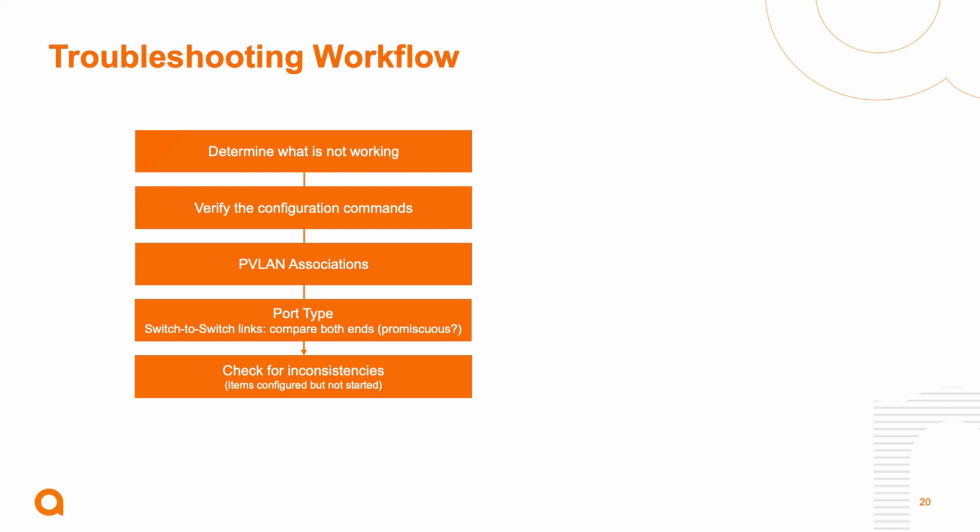Just check that. And then check for inconsistencies. There's a nice command to show private VLAN inconsistency, and it will allow you to explore a little bit more of the associations between primaries and secondaries, but a lot more. So for example, it will show you if you turned off a secondary VLAN without turning off the primary, etc. So any inconsistency will be shown with that command.